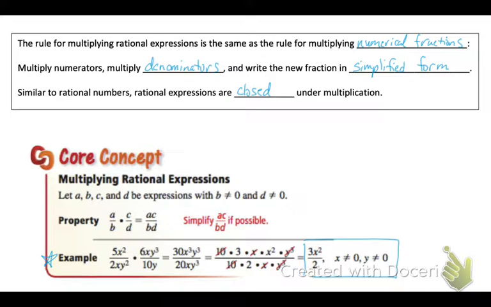And then notice for our domain rule, since we had x and y in our denominator one step before we simplified, we need to specify that x should not equal 0 and y should also not equal 0 for our domain rule.